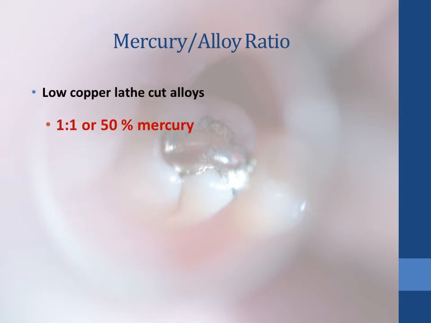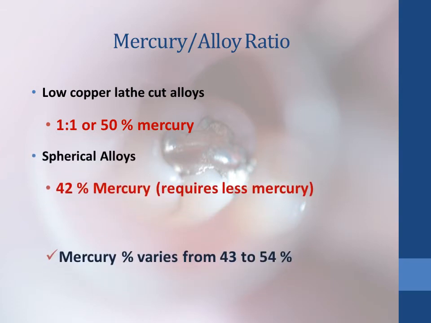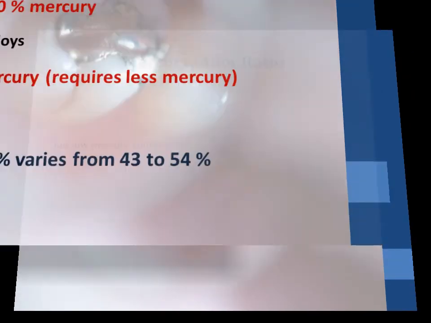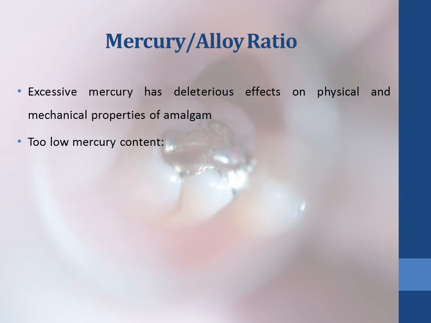The low copper lathe cut alloys have 1 is to 1 or 50% mercury, and the spherical alloys, because they require less mercury, contain 42% mercury. So the mercury percentage varies from 42 to 54. This is the range that we try to keep to maintain properties. Again, the mercury ratio is very important.